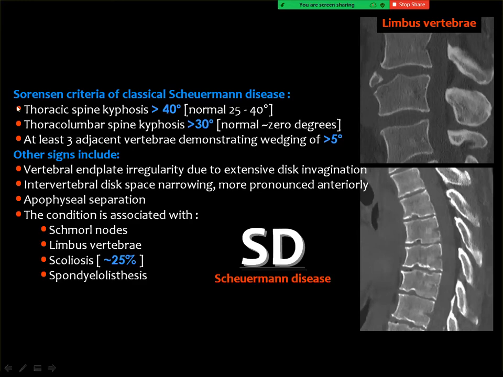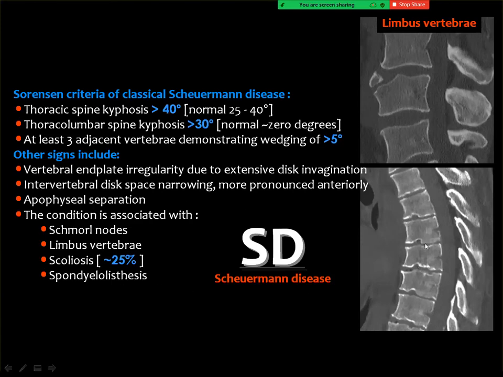These are known as Sorensen criteria for diagnosis of Scheuermann disease. Number one, thoracic kyphosis with an angle more than 40 degrees. I will show how to measure this angle. Thoracolumbar kyphosis more than 30 degrees. At least three adjacent vertebrae demonstrating wedging more than 5 degrees. Other signs, vertebral end plate irregularity, and you got multiple Schmorl's nodes, as you can see here.